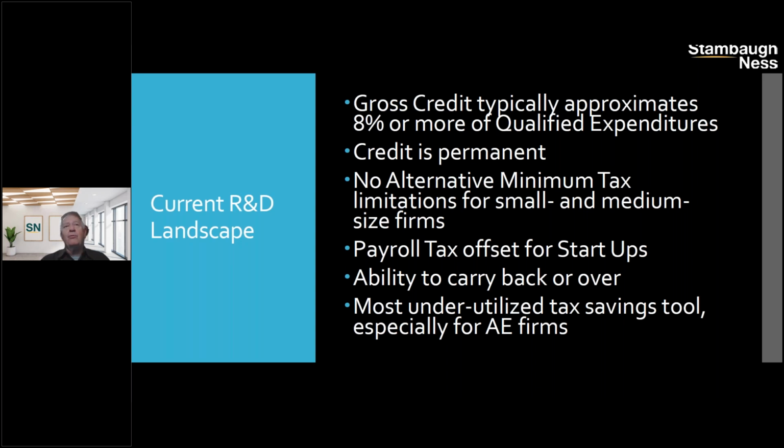So that's money you've already spent. It's money you're going to continue to spend. So why not go ahead and take advantage of that and get some tax benefit from that? We typically, and it's always dangerous to give averages because every situation can be unique, but on average, we see about 8% or more of your qualifying expenditures turning into credits.